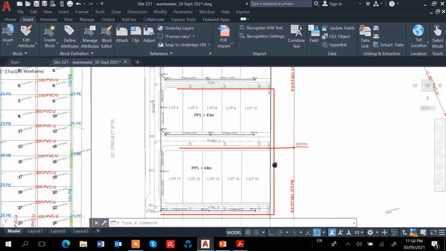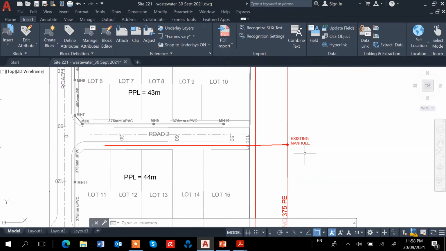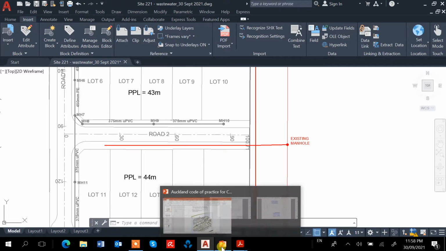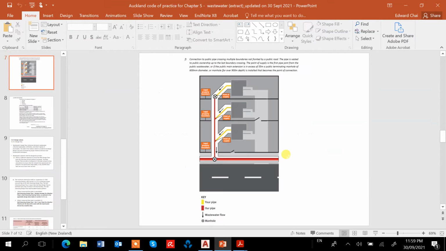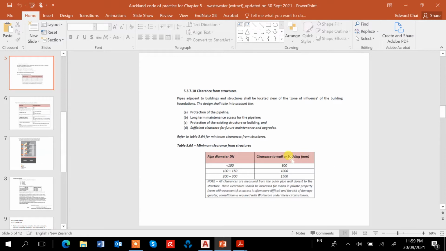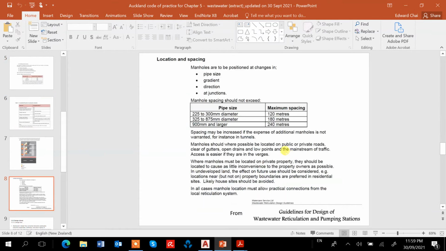There'll be at least three sewer lines, like one here, and then another one here, and three, at least three. Okay, three sewer lines. I need to identify the location for the manhole. So I think the spacing for the manhole given is, let me see, about 120 if it's 225 to 300 mm diameter.